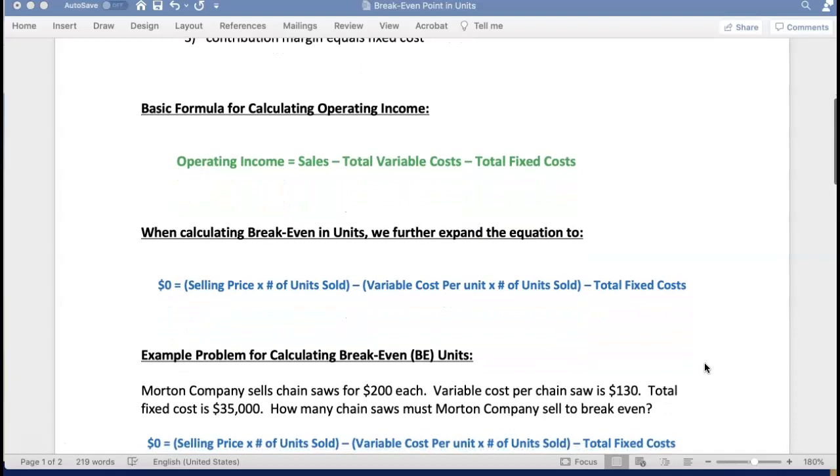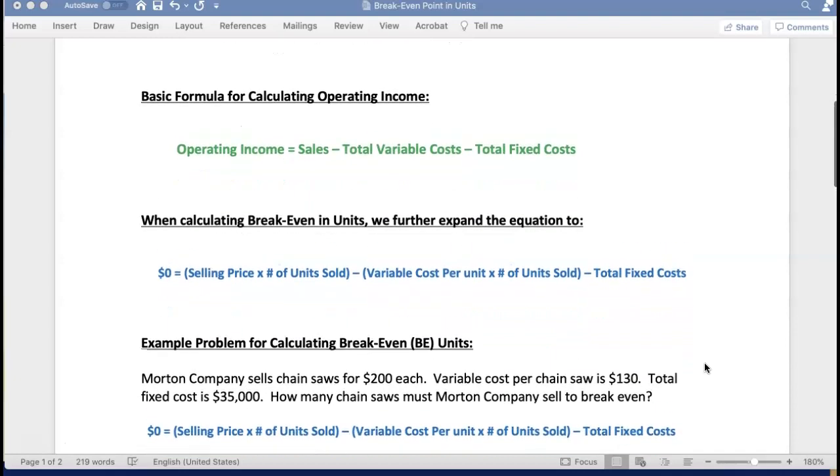So here's a sample problem for us. Morton Company sells chainsaws for $200 each. Variable cost per chainsaw is $130. Total fixed cost is $35,000. How many chainsaws must Morton sell to break even?